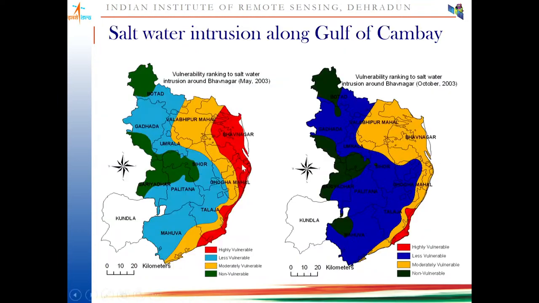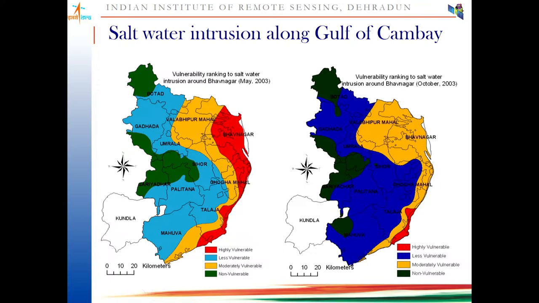These are the vulnerability rankings using a model called the semi-empirical GALDIT model. We used that model to try to understand this; this side is the ocean. Very near to the coast, you can see in the pre-monsoon season these are all red areas, highly vulnerable. Then there are moderately vulnerable, less vulnerable, and a few areas which are not vulnerable, based on the subsurface geological and geohydrological conditions.